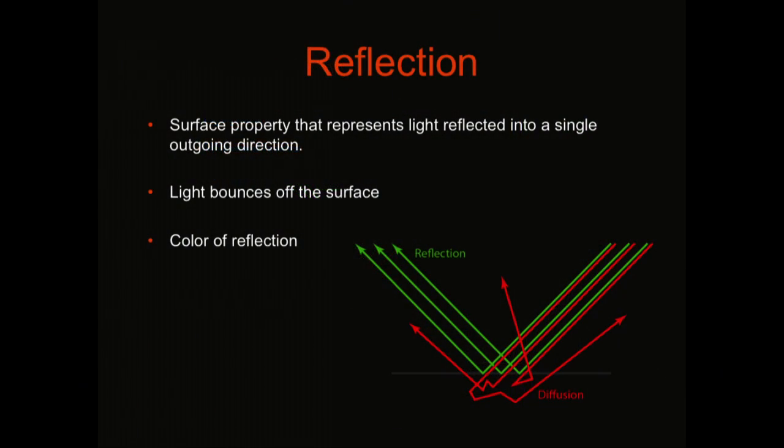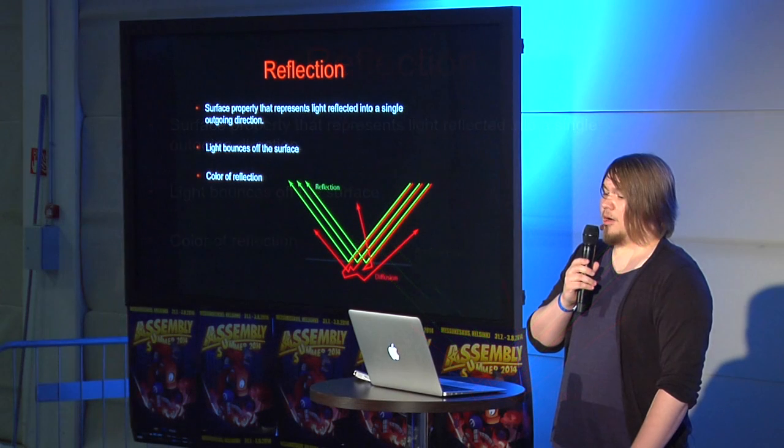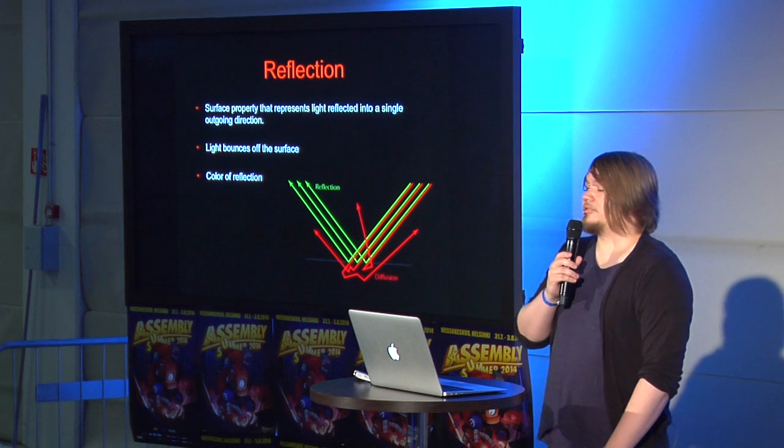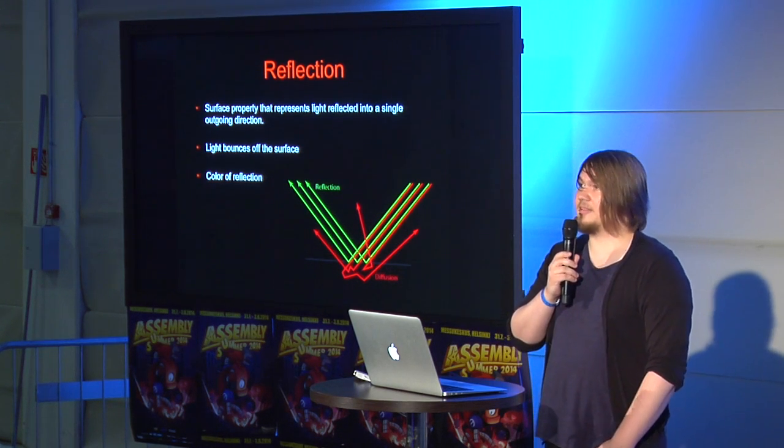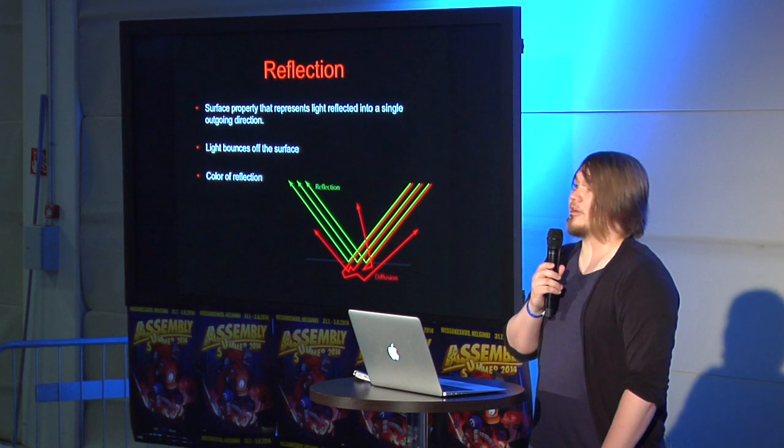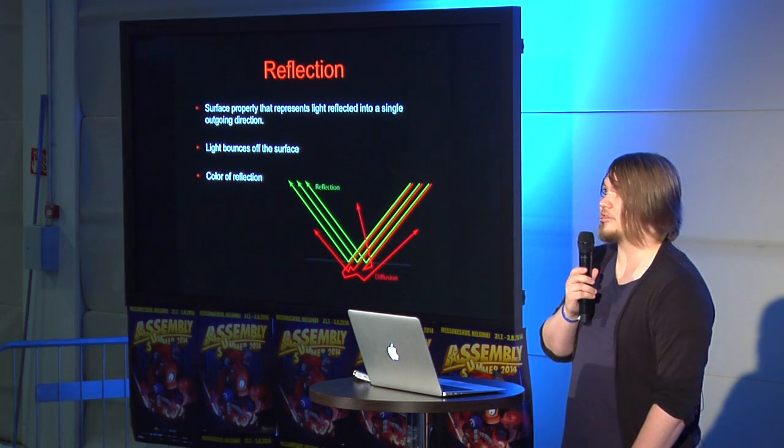And then we also have reflection, which is the surface property that represents light being reflected into a single outgoing direction. So in its basic form, the light simply bounces off the surface. And the color of the reflection is generally the color of the light, because the light doesn't actually go inside the object, so it doesn't lose any of its wavelengths. But for certain materials, mainly metals, the color of the reflection can also have a tint to it. For example, in the case of gold, it gets that yellowish orange tint.